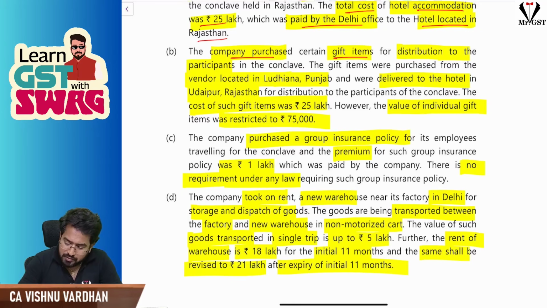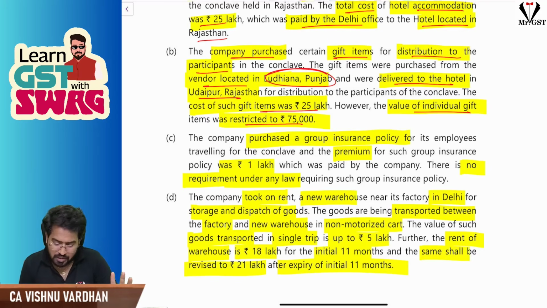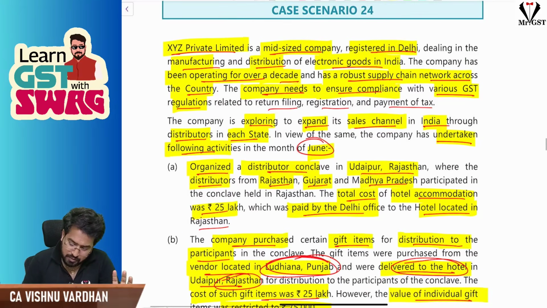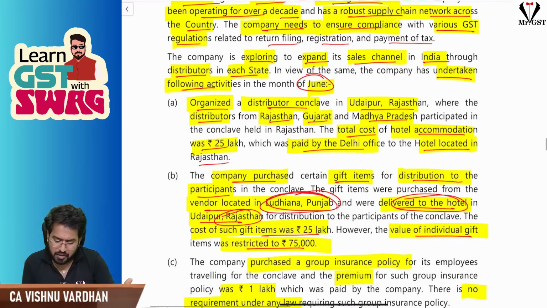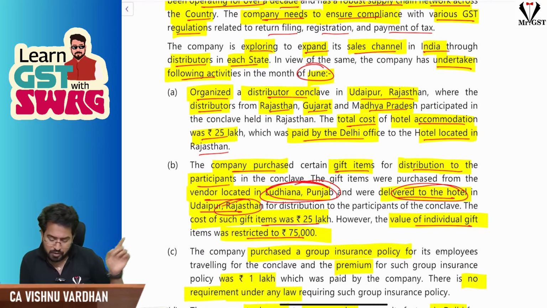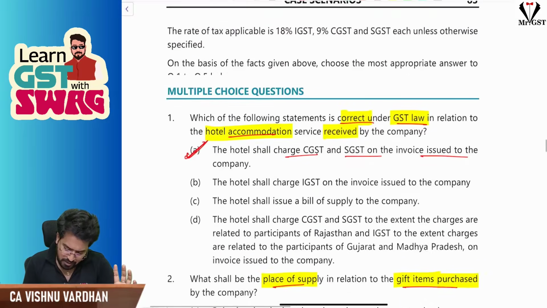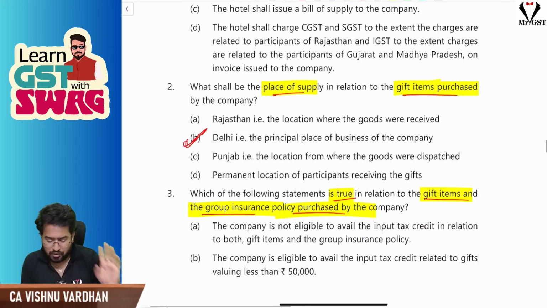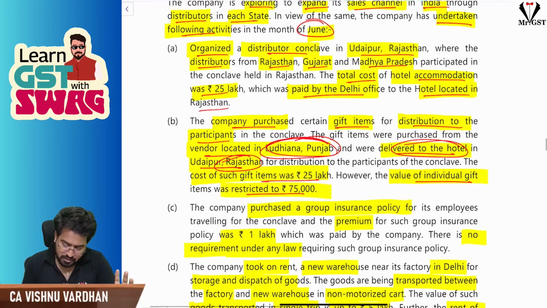The company purchased gift items for distribution to the participants. The vendor is located in Ludhiana, Punjab, and delivered the goods to the hotel in Udaipur, Rajasthan. The cost of the gift items is 25 lakh and the value of each individual gift is 75,000. See, the company is from Delhi, and it has purchased under a bill-to-ship-to model. So, billing to the company in Delhi, but shipping from Punjab. The place of supply will be Delhi here, the principal place of business of the company on whose directions the goods have been transported. Okay, that is the answer.